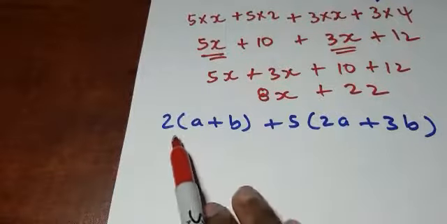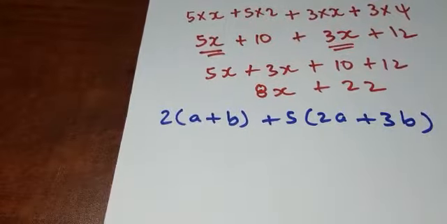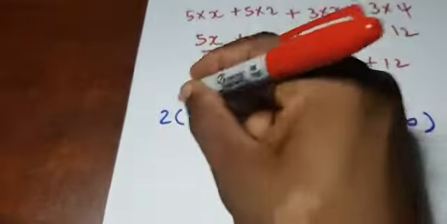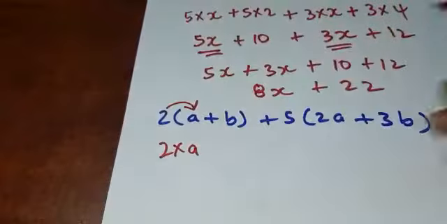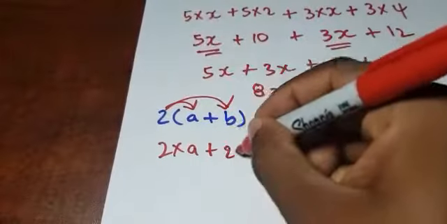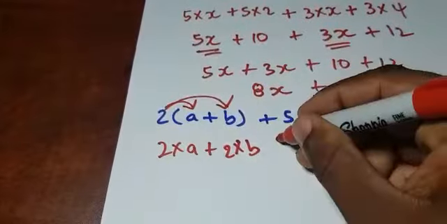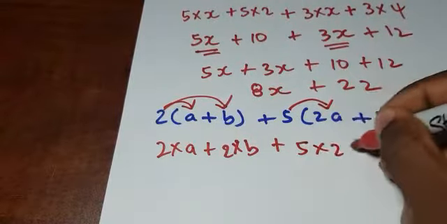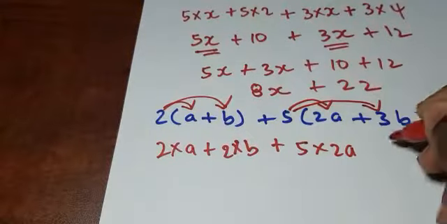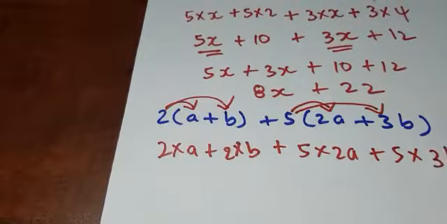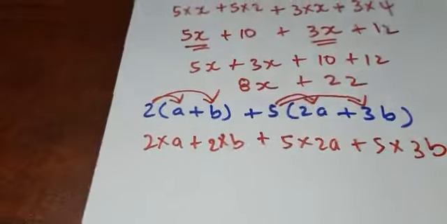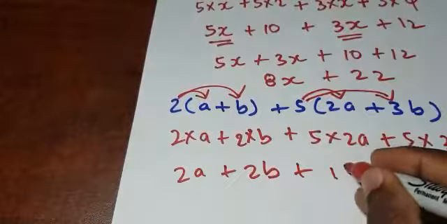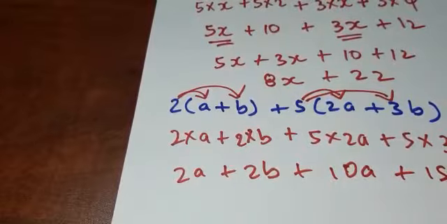Now similarly, we can apply the same treatment to this problem. So 2 times a, we know that to be 2a, 2 times b, so plus 2 times b, that's 2b, so plus we have 5 times 2a, and then plus 5 times 3b. So work this out. So this gives 10a, and this is 15b.